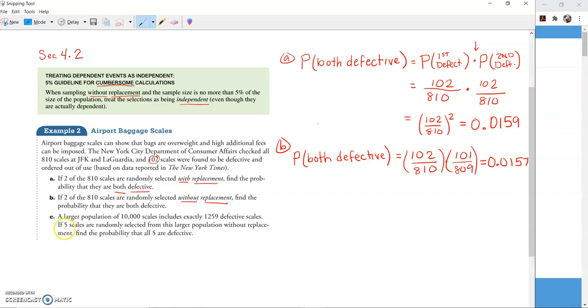You're selecting 5 scales, which means you're going to have 5 fractions. And not only that, our numbers are a lot bigger now. So imagine having to type this in. For part C, we're talking about selecting 5 and all 5 are defective. So all 5 defective.